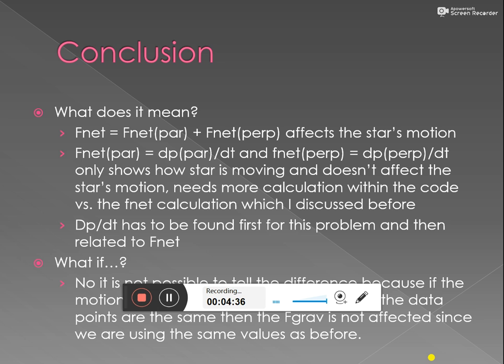And no, it's not really possible to tell the difference, because if the motion of the stars is the same, then the data points would essentially be the same too. So the force of gravity would not be affected, since we're using the same values as above. So you would not be able to tell a difference in that case. Yeah, that's it.